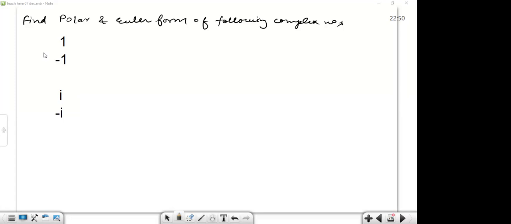Simply, in polar and Euler form, we have to find out the magnitude and the amplitude. So if you are able to find out the magnitude and amplitude, the job is done.